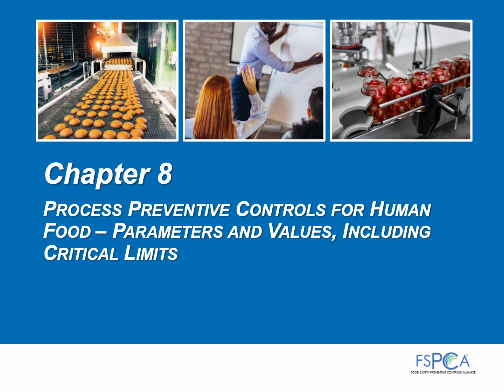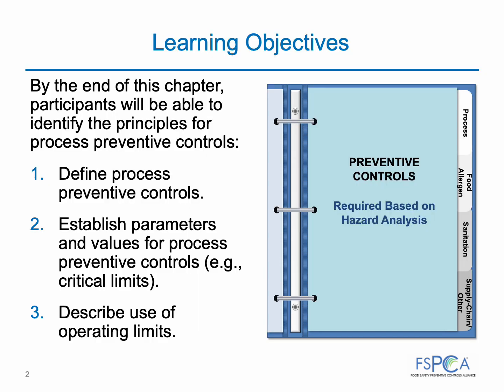Chapter 8: Process Preventive Controls for Human Food, Parameters and Values, including Critical Limits, presented by David Rawson. Hazards requiring a process preventive control are determined and identified during the hazard analysis process.